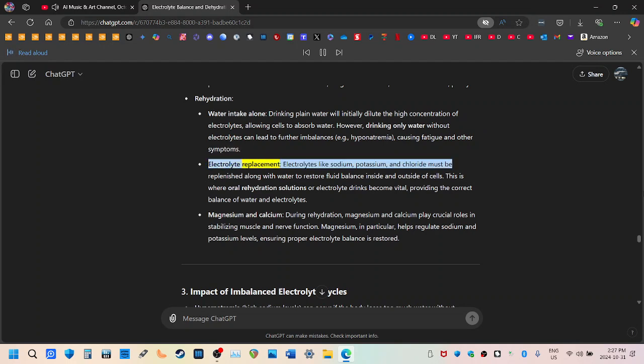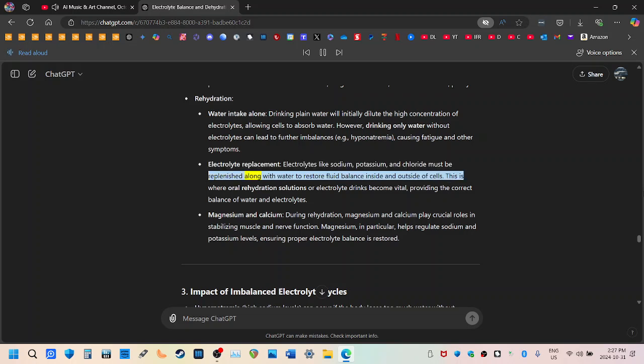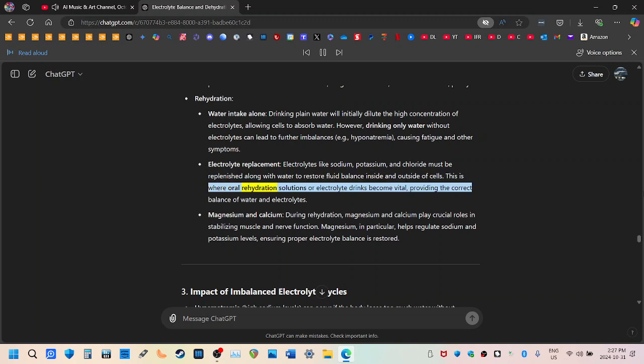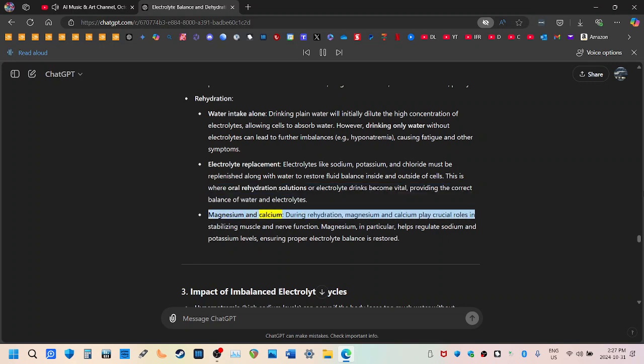Electrolyte replacement. Electrolytes like sodium, potassium, and chloride must be replenished along with water to restore fluid balance inside and outside of cells. This is where oral rehydration solutions or electrolyte drinks become vital, providing the correct balance of water and electrolytes. Magnesium and calcium.